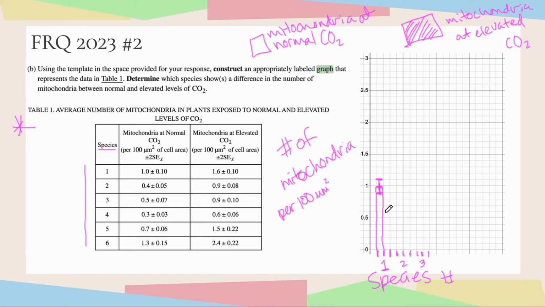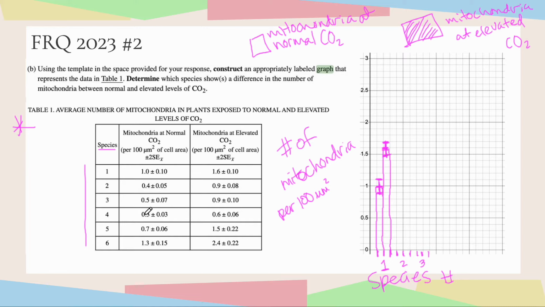Okay, next I'm going to do my elevated CO2 for species 1, which has an average of 1.6. Okay, let's say it's there. This is much harder to do on the computer rather than on paper, so bear with me. And then again, I have the same standard error for my mean of 0.1. So I'm going to go up by 0.1 and down by 0.1 and then connect those with a bar.